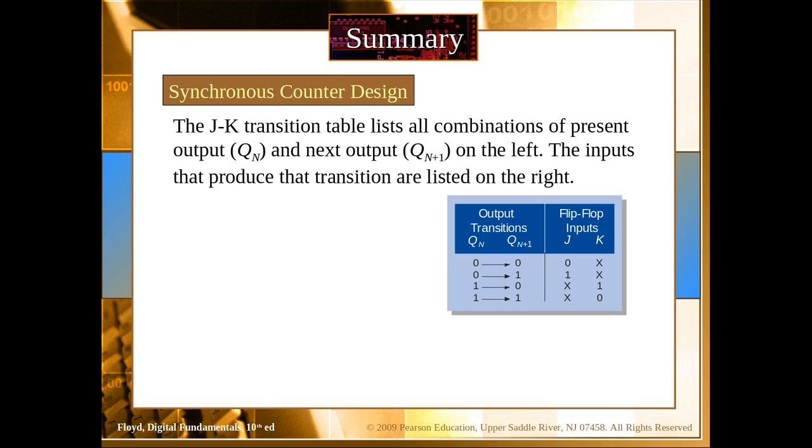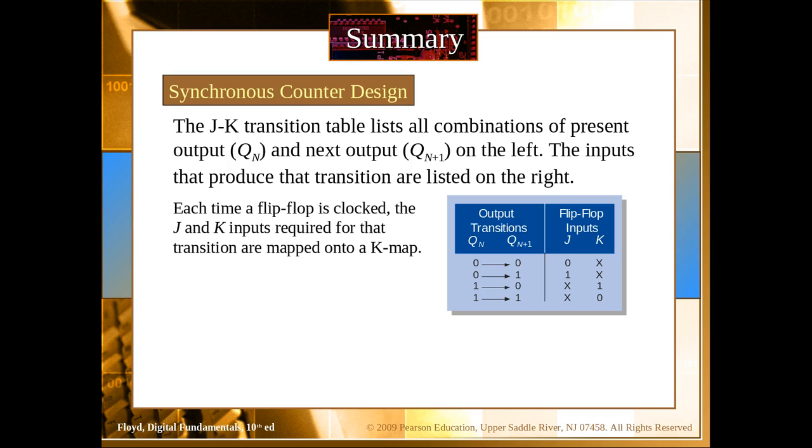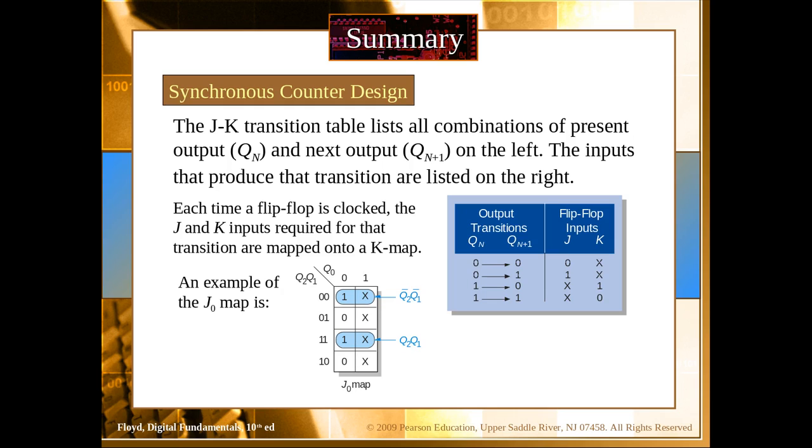Similarly for the other two, if the transition is from 1 to 0, J is X, which means anything. It could either be 0 or 1, it doesn't matter, and K should be 1. Similarly, if the transition is from 1 to 1, then J could be anything again, but K should be 0.